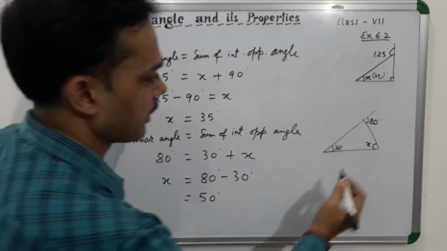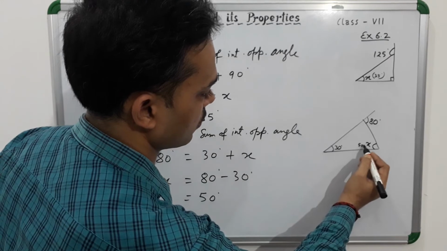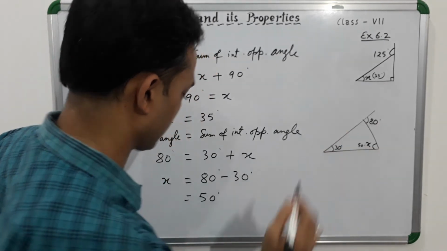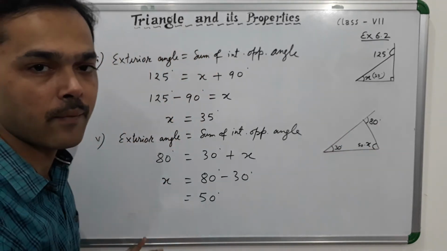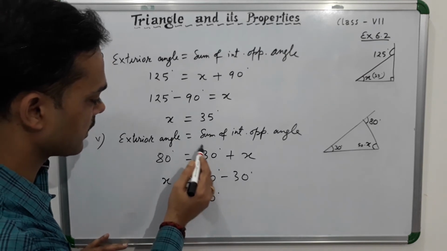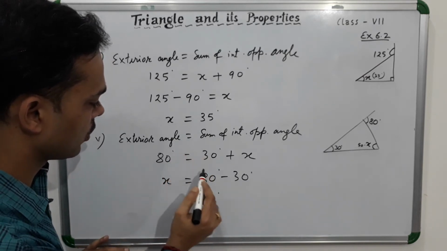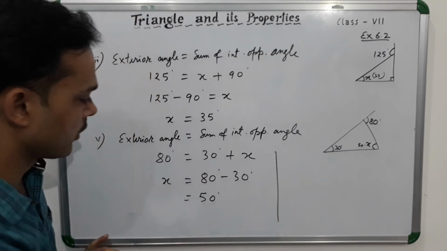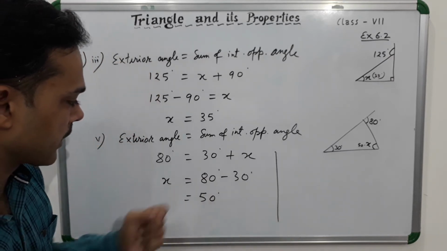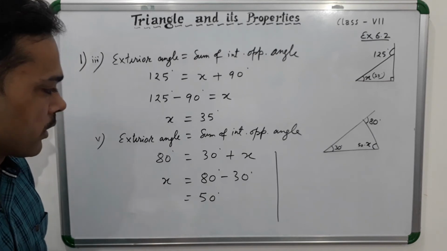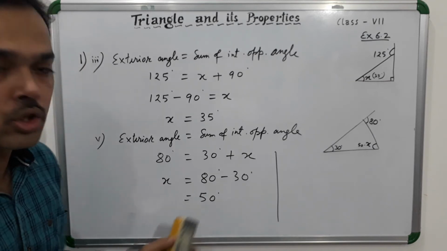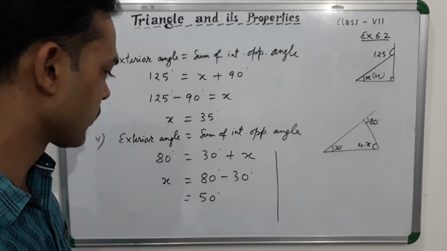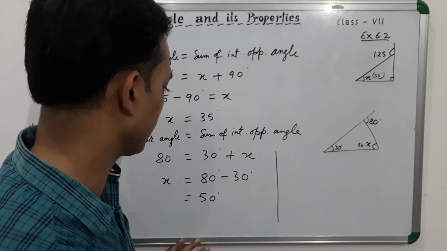For cross-checking, if this is 50 degrees, then 50 plus 30 is 80 degrees. But what we have done over here is that I have transposed this 30, so it became 80 minus 30. See, I am showing you. Some of you might be getting confused about what is happening over here. So I am showing one more way of doing this, so that you don't get confused.